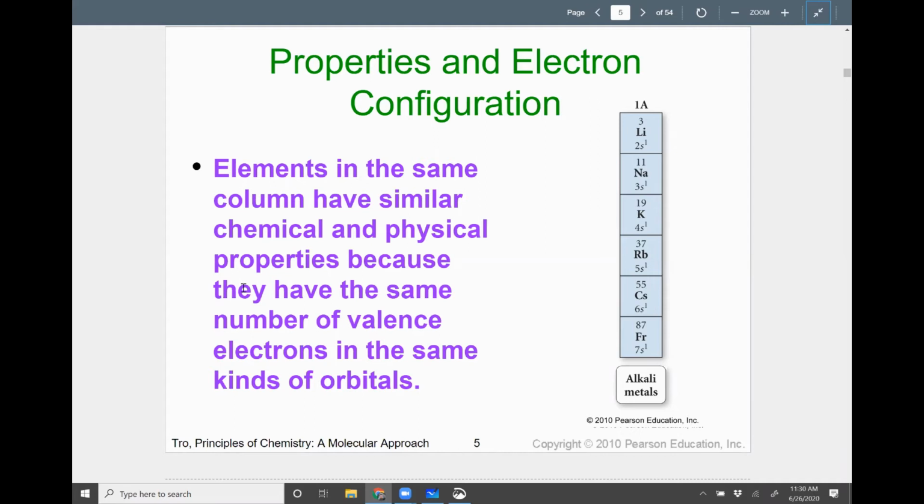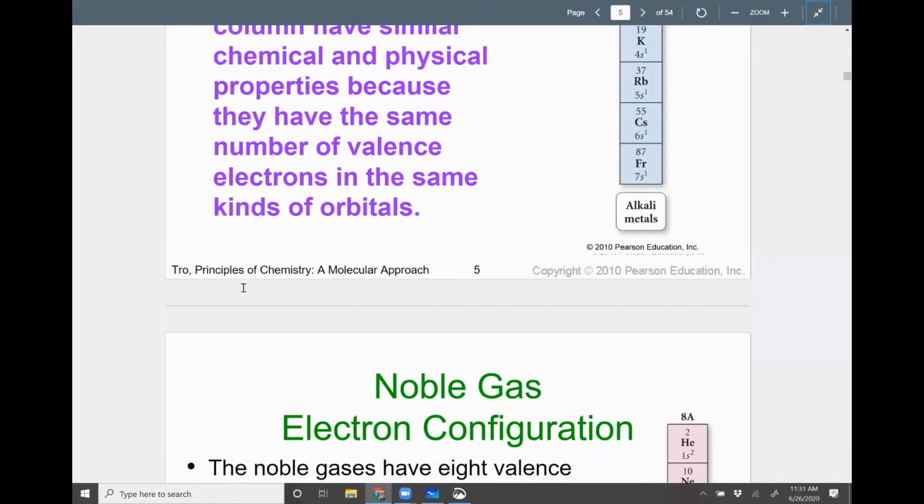So the alkali metals, the first group on the periodic table, group 1A or group 1, are similar because of this one valence electron similarity. Now again, Mendeleev put them together simply because their properties all matched, but it turns out their properties were caused by the electrons.